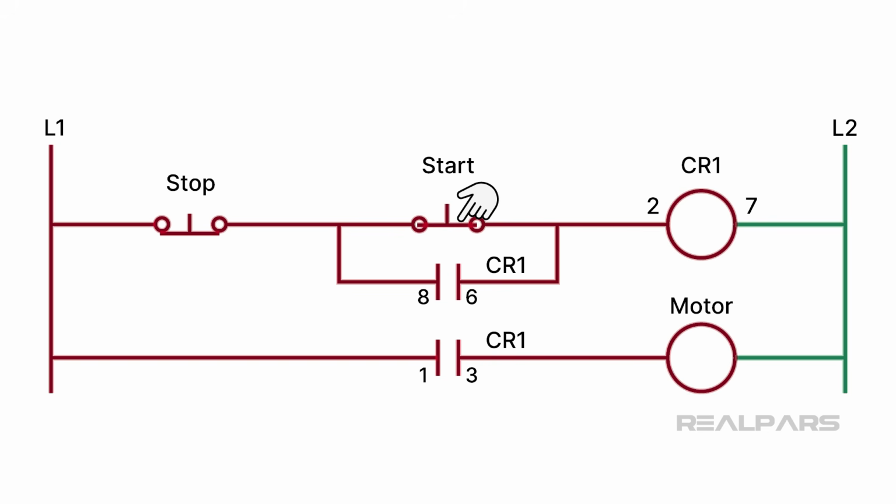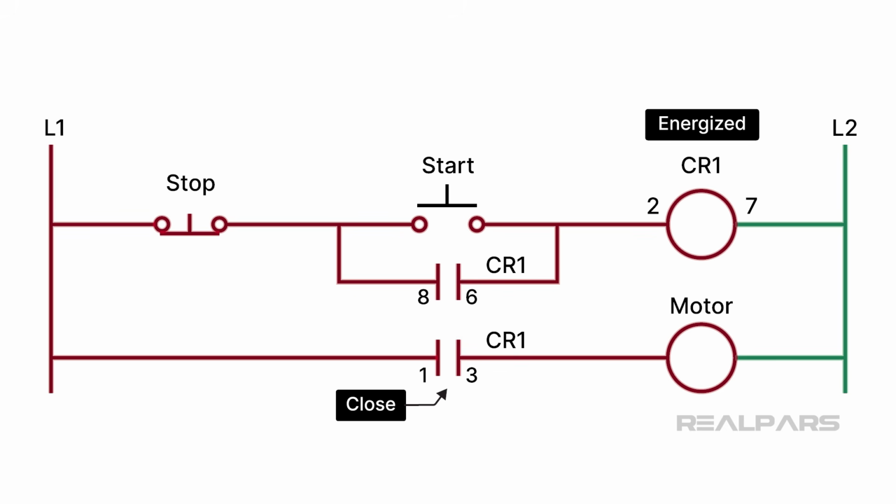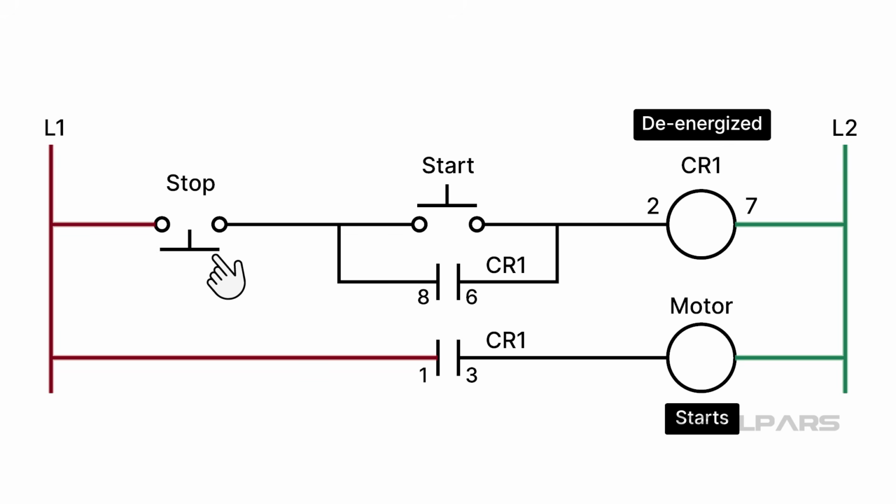Pushing the start button energizes CR1. Contacts 8 and 6 close and keep CR1 energized after the start button is released. Contacts 1 and 3 close, and the motor starts. Pushing the stop switch breaks the CR1 energizing path, and the motor stops.